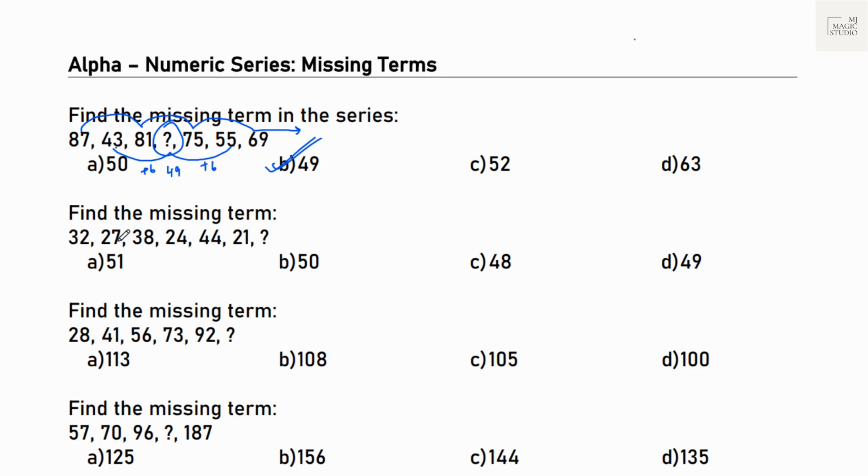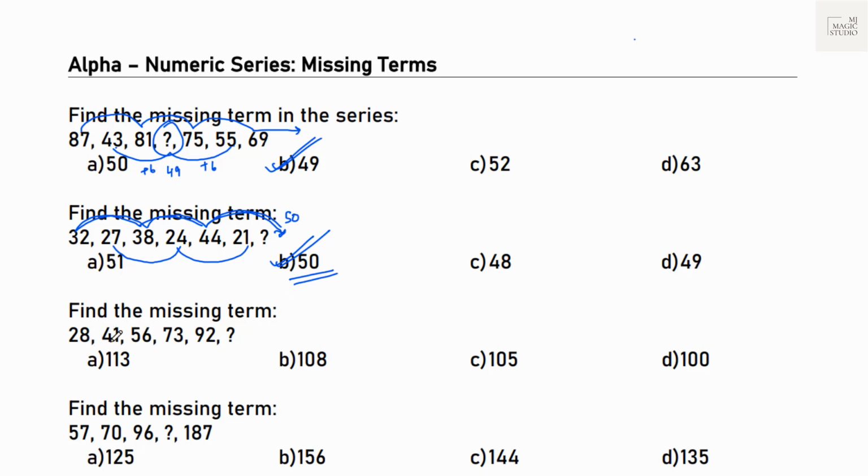Again in the next one, 32, 27 down, then 38 up, 24 down, 44 up. Let's split it up into two series. 32 plus 6, 38, plus 6, 44. And if I do plus 6, it will become 50. Yes, we have 50 in the option. Let's see with the rest. 27 minus 3 they have done. And then 24 minus 3 they have done. Fine. But if we are taking this one, 32 plus 6 plus 6 plus 6, 44 will become 50, which is there in one of the options.